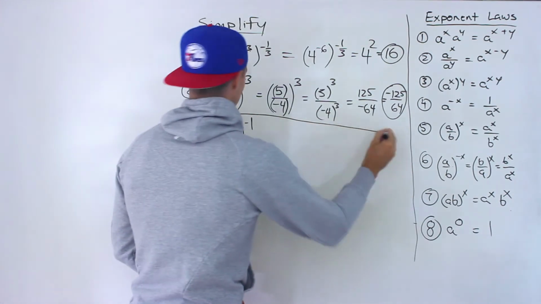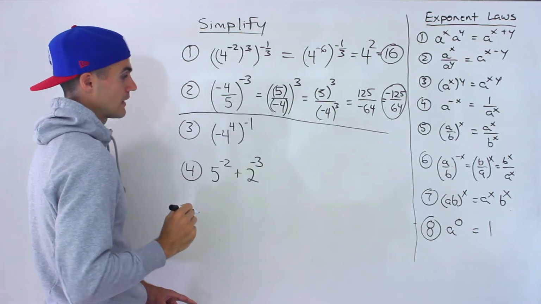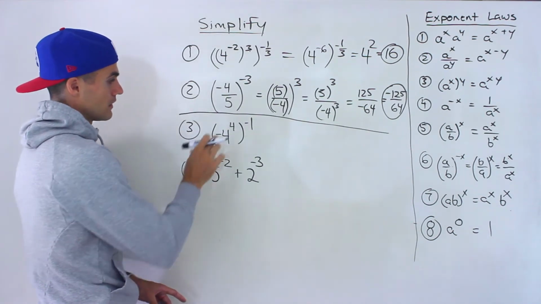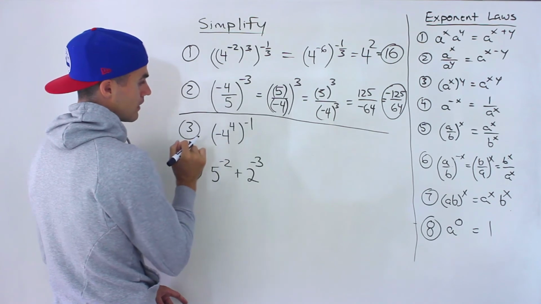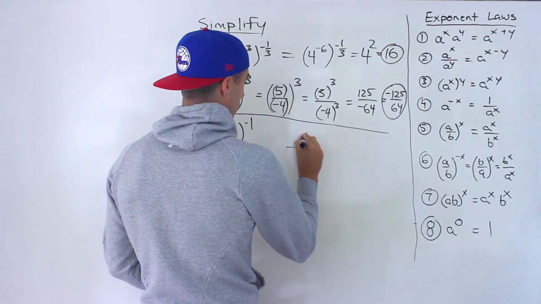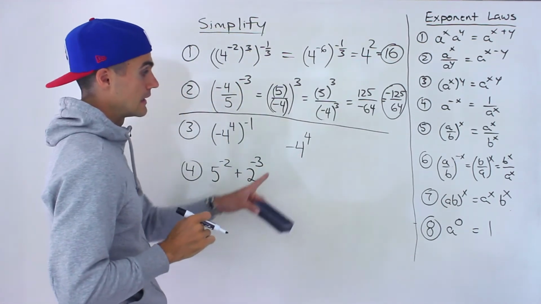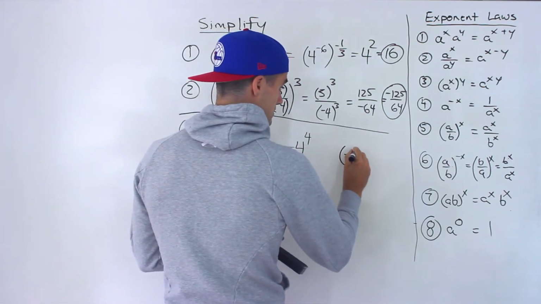Number 3, we've got negative 4 to the power of 4, to the power of negative 1. Now this one is actually kind of tricky. You've got to be careful. The reason it's tricky is because of this term in the brackets, this negative 4 to the power of 4. I actually want to take some time to talk about this over here. This is different than this.